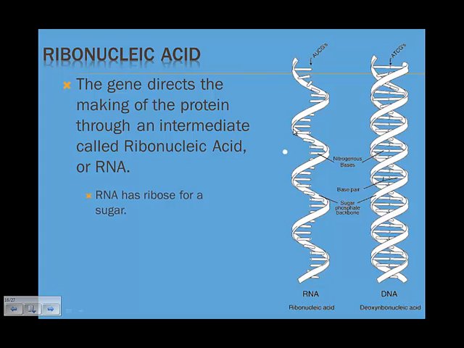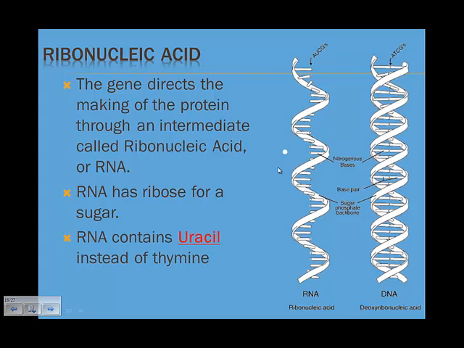It's only single-stranded. It has ribose for the sugar instead of deoxyribose. And instead of the base thymine, it has the base called uracil. That's how you always know. If you see a U, you know RNA. If you see a T, we're talking DNA.